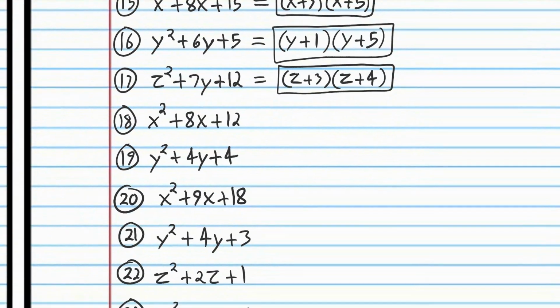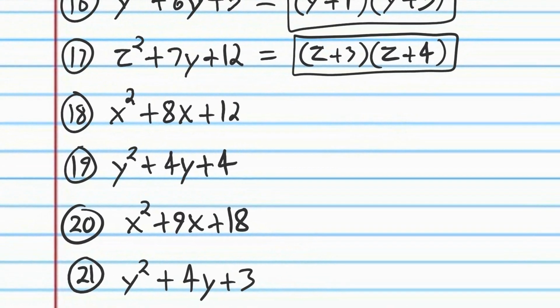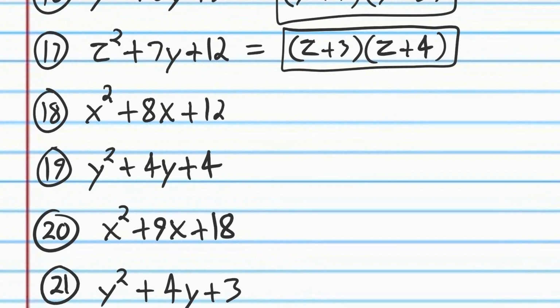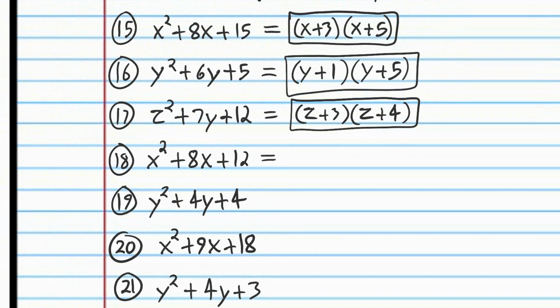So now, why don't you try number 18? But just be aware that there's actually going to be 3 possible factorizations of 12. So, again, what two numbers multiply to 12 and add up to 8? So go ahead and attempt number 18, and when you come back, we'll do it together.